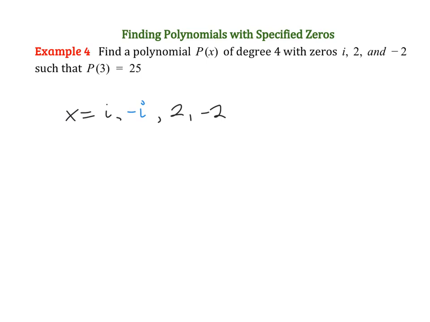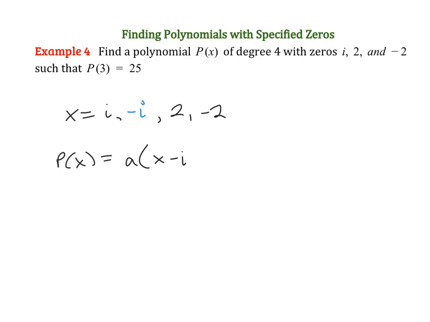So now we're going to set up the polynomial. Since it tells us that P of 3 equals 25, we can use that information to adjust for any vertical stretch or shrink. So I'm going to place an A out front, and we're going to solve for this A value in a moment. And then I'm going to turn my zeros into factors.